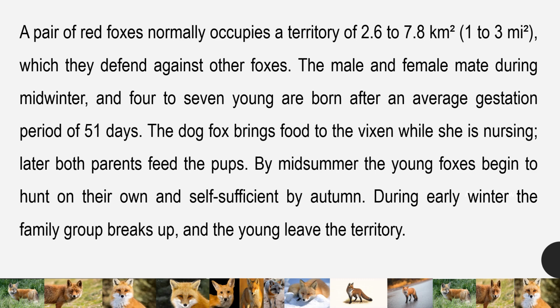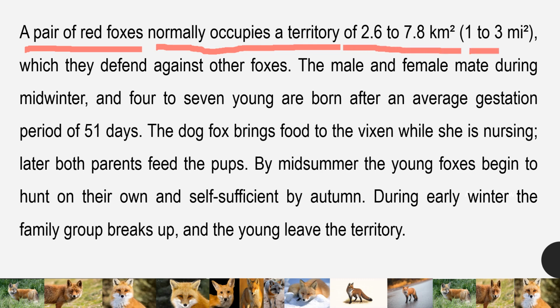A pair of red foxes normally occupies a territory of 2.6 to 7.8 square kilometers, or 1 to 3 square miles, which they defend against other foxes. Sepasang rubah merah biasanya menempati kawasan seluas 2,6 sampai 7,8 km persegi atau 1 sampai 3 mil persegi, yang mereka pertahankan dari gangguan rubah-rubah yang lain.